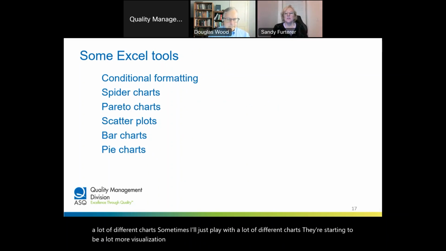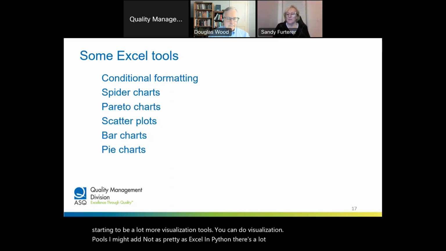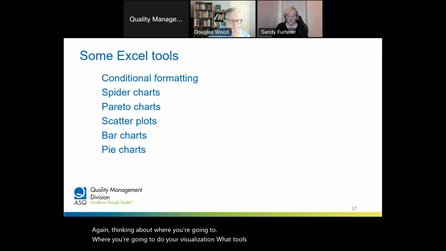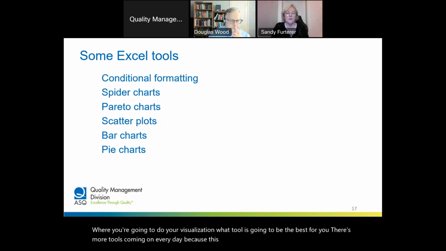You can do visualization tools, I might add, not as pretty as Excel, in Python. Takes a lot longer to get to than throwing it onto Minitab, but there's things that Python can do that you might not be able to do in other tools. So again, thinking about where you're going to do your visualization, what tool's going to be the best for you. There's more tools coming on every day because this is becoming so important with all the data that we're getting.